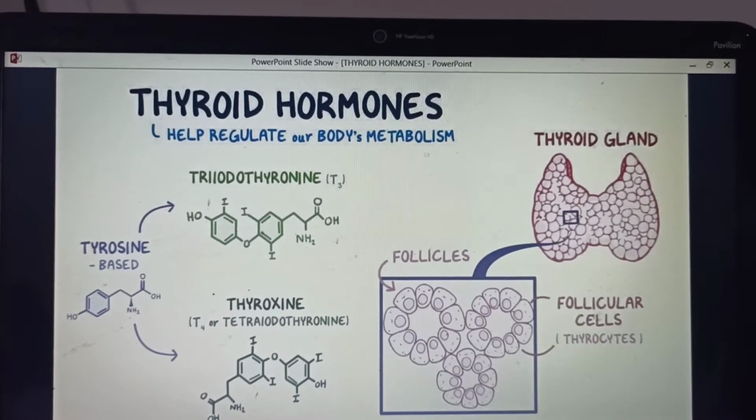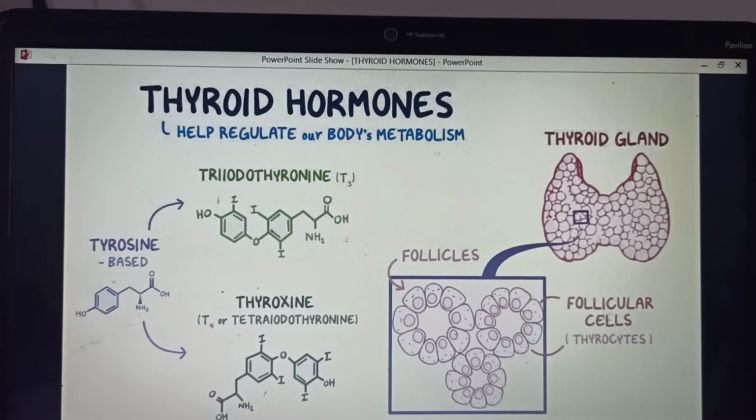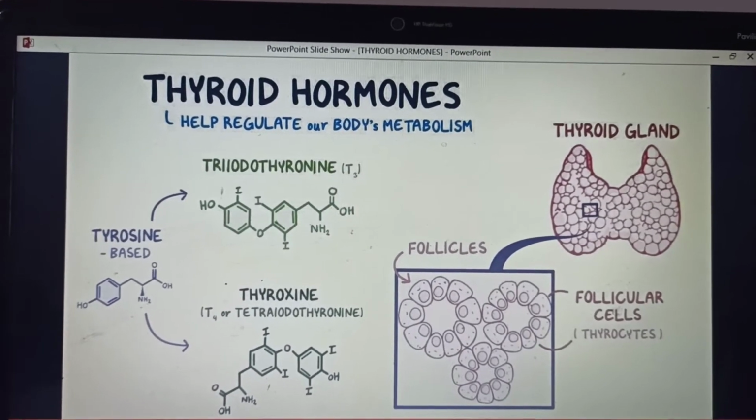And there are two types of thyroid hormones. One is the T3, that is triiodothyronine, and the second, that is T4. Both are derived from the amino acid tyrosine.